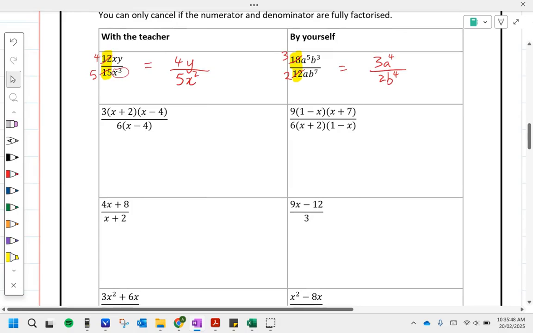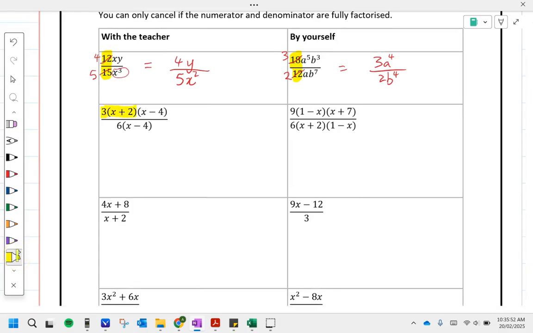All right, next one. We have 3 times x plus 2 times x minus 4. That's good. It's all fully factorized. The bottom, we have 6 times x minus 4. That's good. All fully factorized. So all we need to do now is start cancelling. X minus 4 and x minus 4 are exactly the same, so we can cancel that.